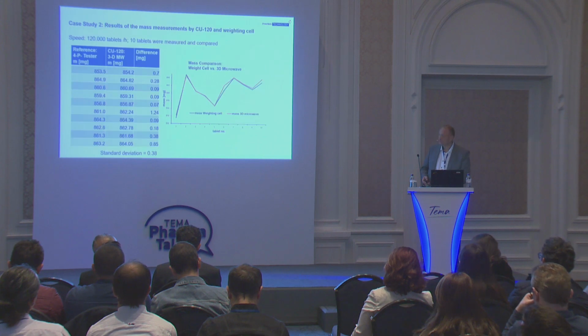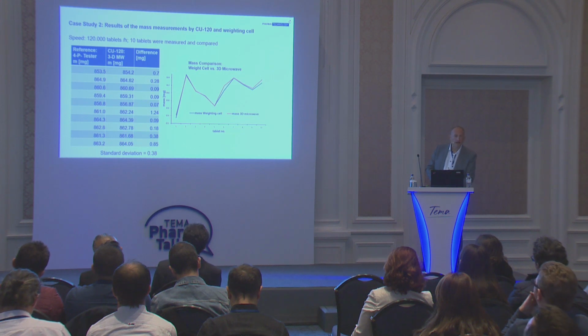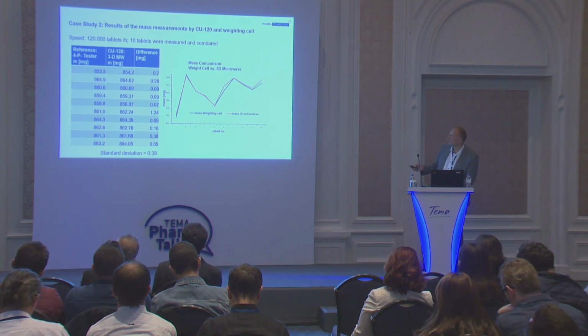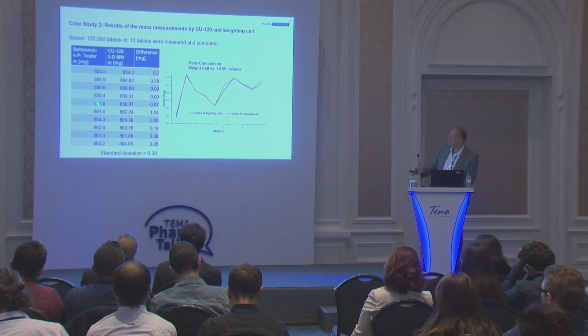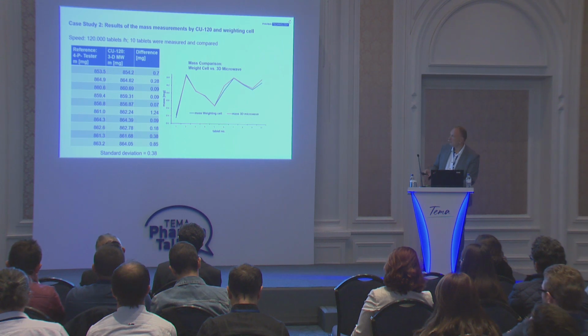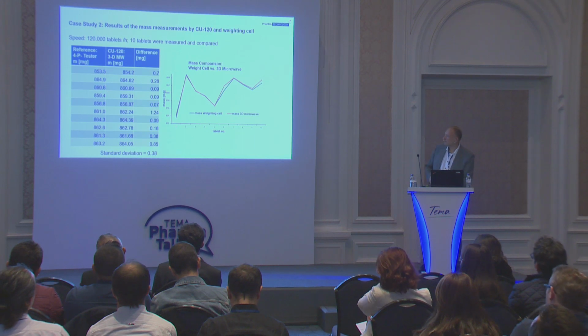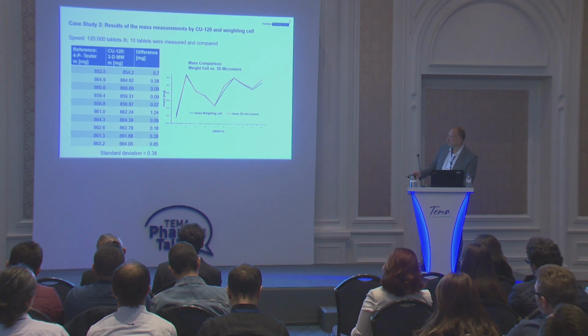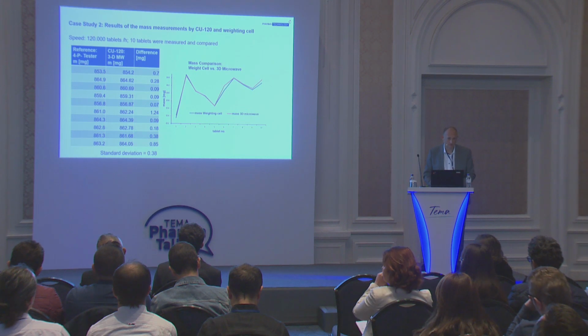So also here, let's start with the measurement on the CU120 with the mass. Here we just took 10 samples. That means these are the samples from the reference, from the 4-parameter tester. These are the predictions by the CU120 3D microwave. You see the difference, and we just applied the difference, and you can also see that the standard deviation here is 0.38, still within what we claim to do, below this 1 milligram accuracy frame.